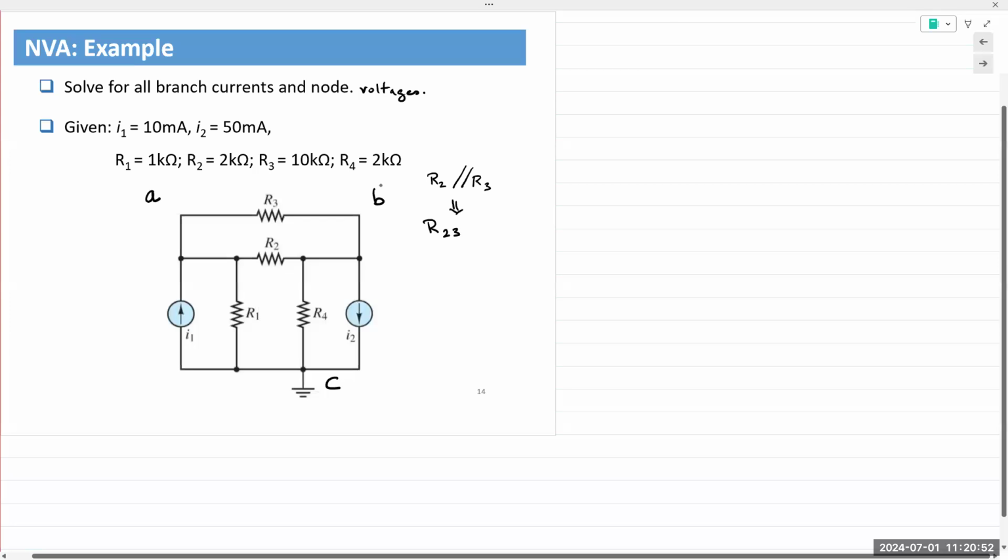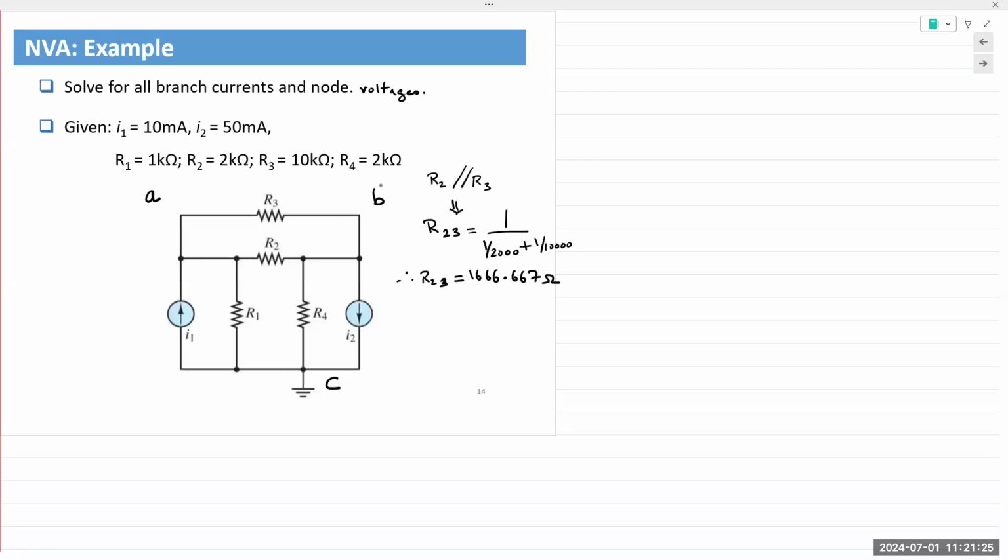Label it as R23. R23 would be equal to R2 in parallel with R3, where R2 is 2000 and R3 is 10,000. Therefore, R23 is 1,666.67 ohms, or 0.667 kilo-ohms.